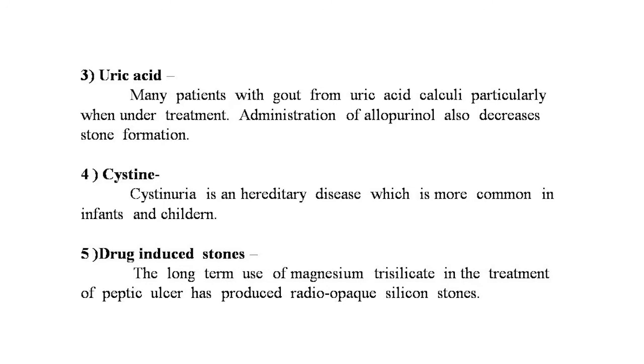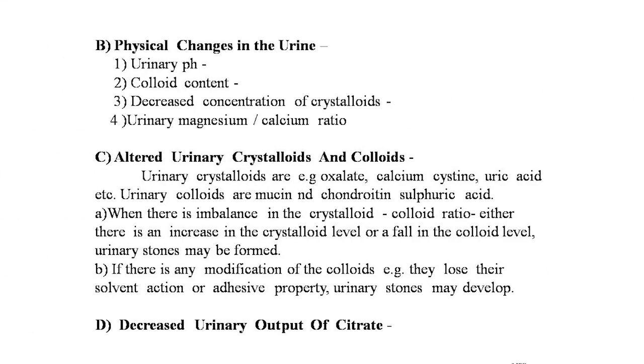Next point of renal stone formation is the physical changes in the urine, which include urinary pH, colloid content, decreased concentration of crystalloids, and urinary magnesium to calcium ratio. Next point is the altered urinary crystalloids and colloids. Urinary crystalloids are oxalate, calcium, cystine, uric acid. Urinary colloids are mucin, chondroitin, sulfuric acid.